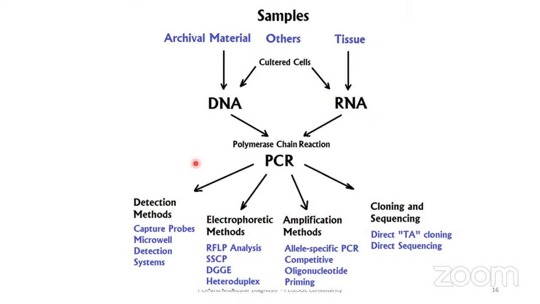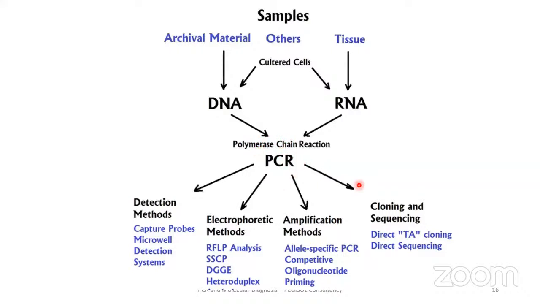So what is involved in molecular diagnosis? We've mentioned that samples can come from tissue cells, any of those, or culture cells. And then you extract DNA or RNA if you're doing a nucleic acid analysis, and then you can do a PCR. So what happens after PCR?